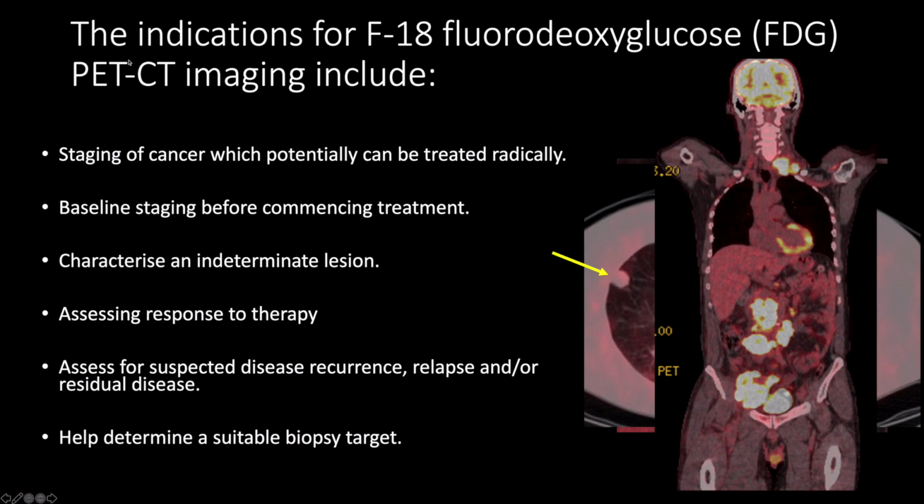So a PET scan is very good for assessing the overall prognosis of a patient and their response to treatment. If the disease remained very hot even after the patient's had treatment, then that patient's got quite a poor prognosis. PET-CT is also good for looking at suspected disease recurrence or relapse or residual disease.